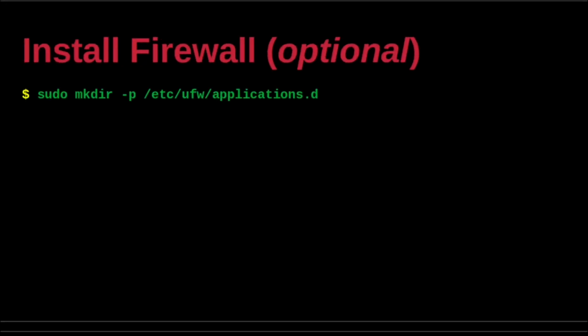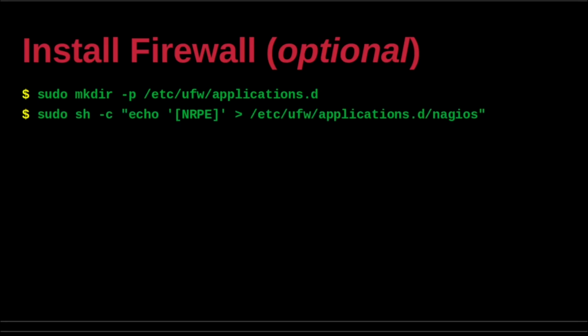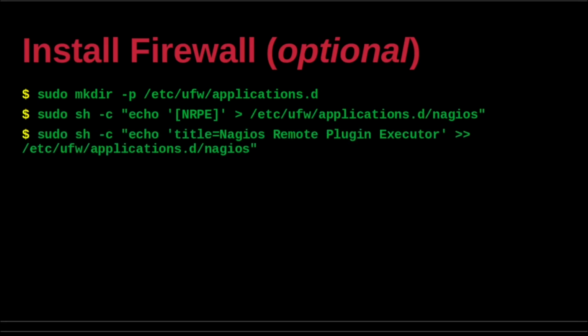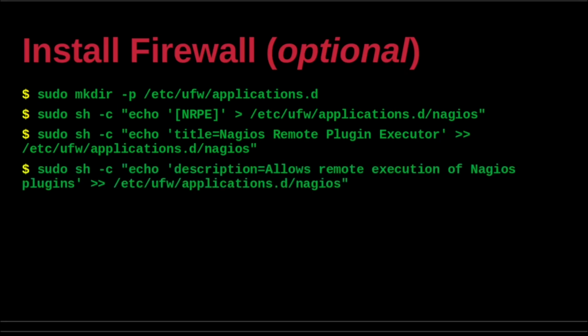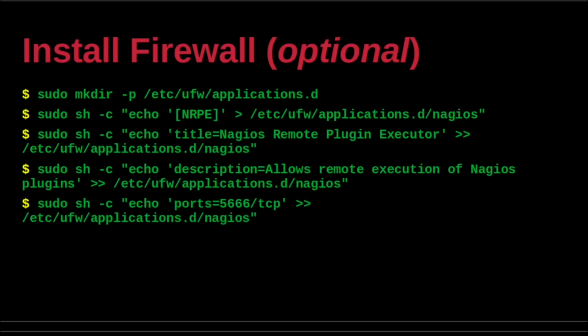This slide is included for completeness only. In the event that a firewall is in use on the remote computer, then use the following script to add an entry for NRPE traffic to traverse the firewall. Of course, it goes without saying that a firewall is highly desirable and should be considered a mandatory requirement, not an optional requirement.